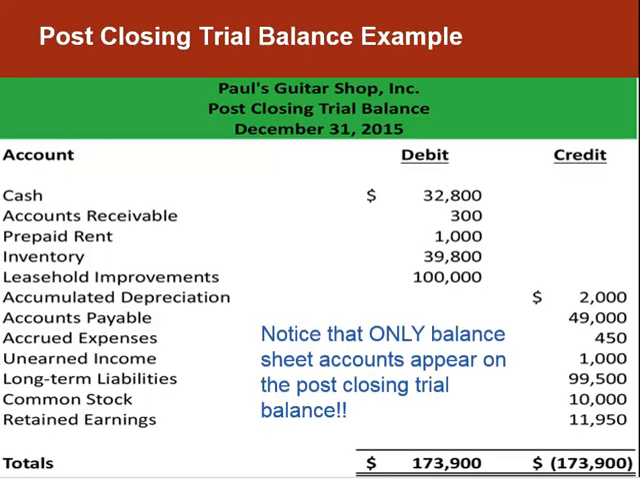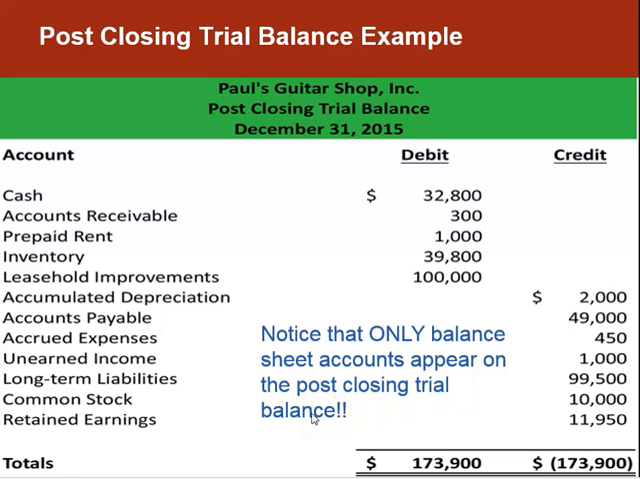So here we have an example of a post-closing trial balance for Paul's Guitar Shop. If we look at this, we have asset, asset, asset, asset, asset, contra asset, liability, liability, liability, liability, equity, and equity, stockholders' equity. Notice that only balance sheet accounts appear on the post-closing trial balance.